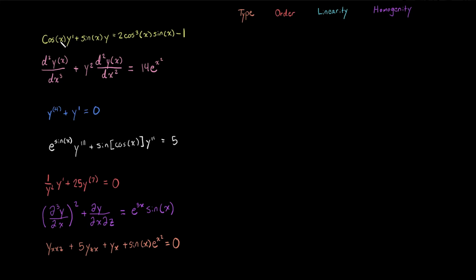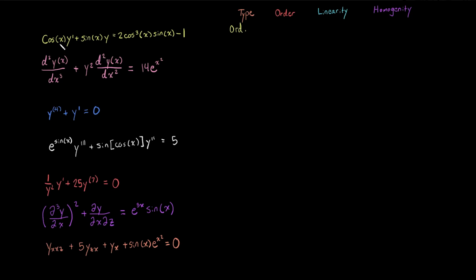So the first one we have is cosine of x times y prime plus sine of x times y is equal to 2 cosine to the third power of x times sine of x minus 1. Now, first we're going to go over the type. You'll notice that we don't have any partials here, and we only include ordinary differentials. So this is an ordinary differential equation.